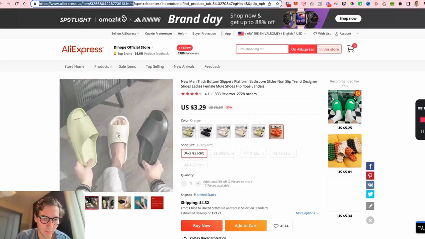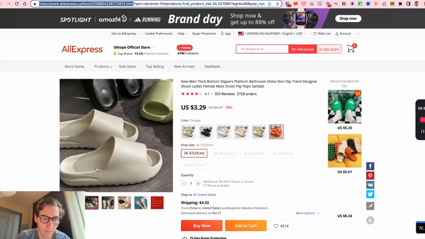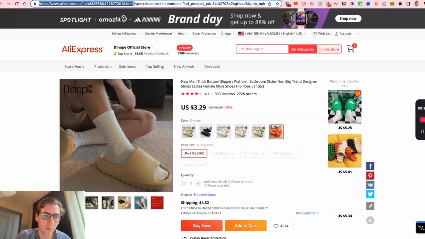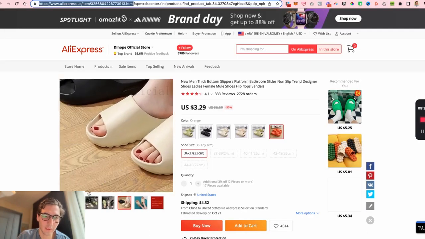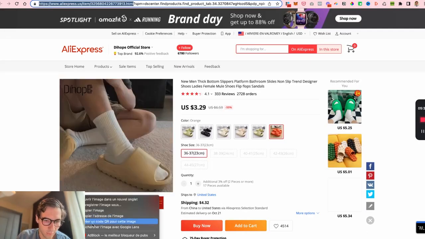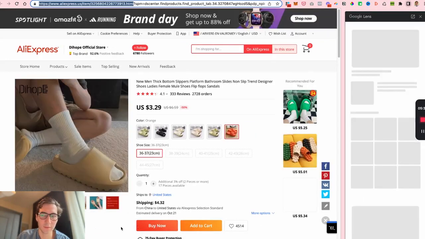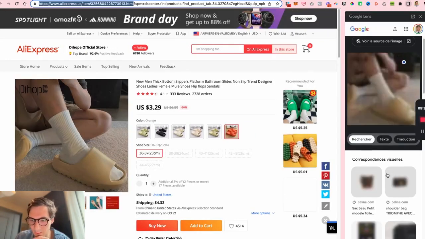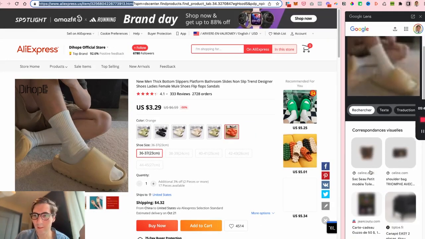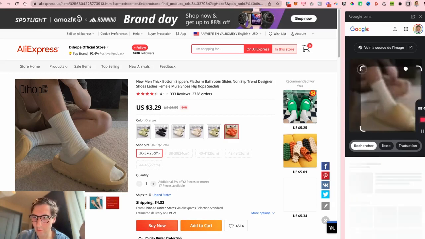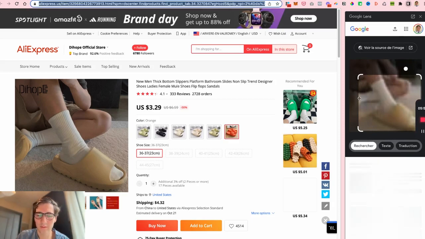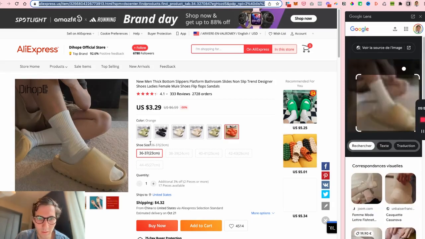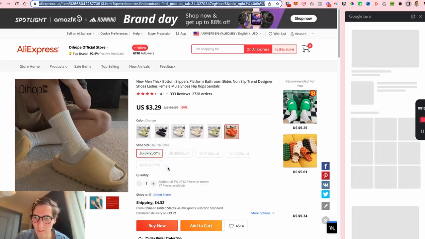And right now what we need to do is look for similar products. So we just need to know how much this is selling. And one easy way to do so is to right click and search with Google Lens. This way we are going to see some competitors. Here there's no result for this zone, but the picture is really low in terms of definition, so I'm just going to do this another time.